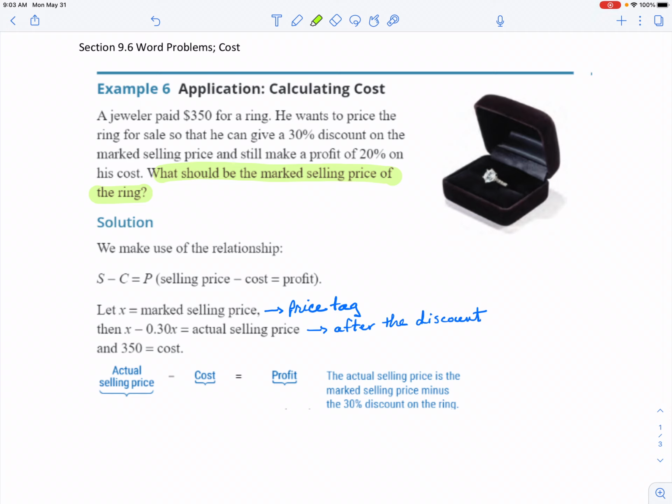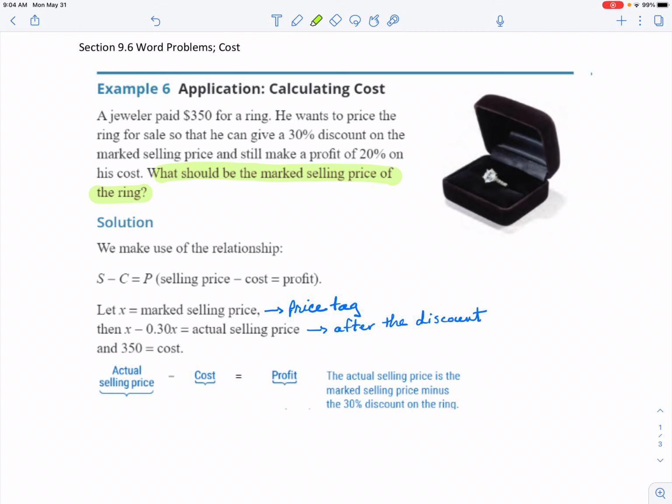But he understands that he is willing to mark that price down by 30%, which of course makes it seem like you and I are getting a great deal. Oh my gosh, you took off 30%. But in fact, he wants to end up still making a 20% profit on the cost of the ring, which is the $350 cost. So we've assigned X here to the marked selling price, to what he's going to put on the price tag. And then this is the tricky part to understand.